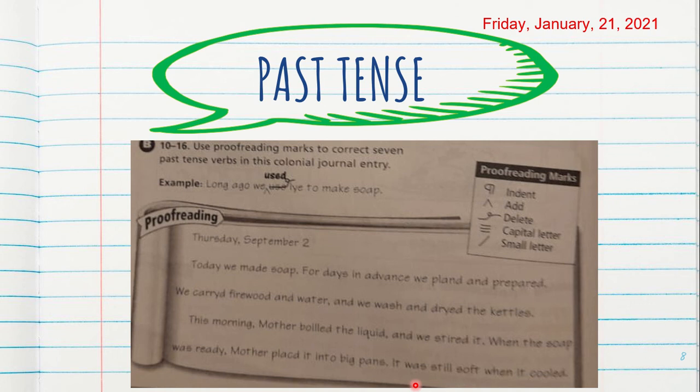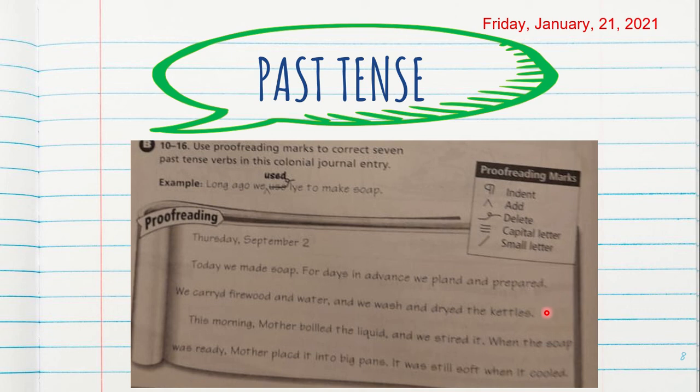Letter B. You will use proofreading marks to correct 7 past tense errors. That means that you will locate 7 errors. Okay. Today we made soap. 4 days in advance we plan and prepare. In that line you have 1 error.